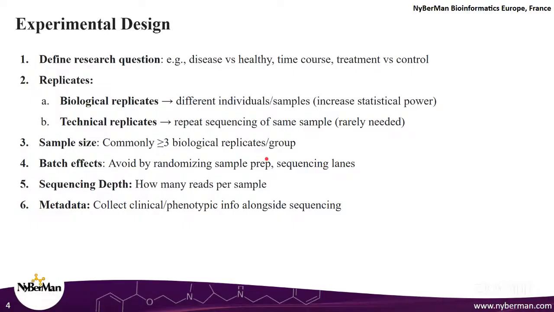And there is no such number that is the magical golden number, that if you have this many samples, you're perfectly all right. There is no such number per se, but usually anything greater than or equal to 3 per group is considered okay. If it is less than 3 per group, it becomes a bit difficult.